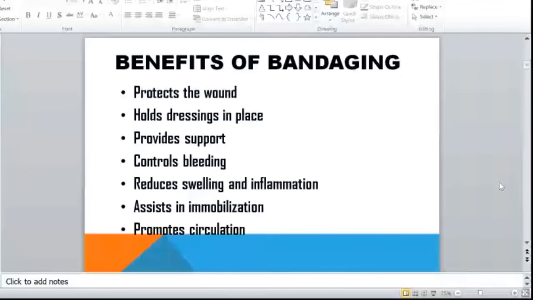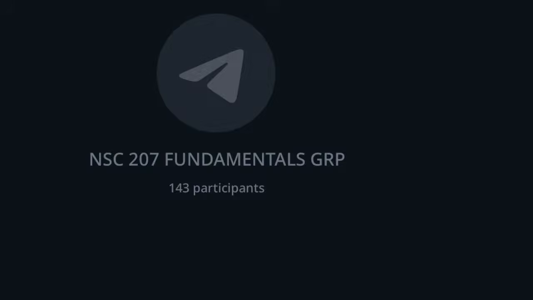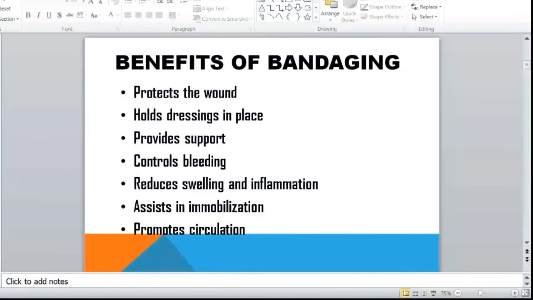We can use it to provide comfort to an individual. We can use it to secure medical devices. We can use it to hold splints, catheters, IV lines, dressings. So you can see that it has several benefits. You can add your own. Let's move on.